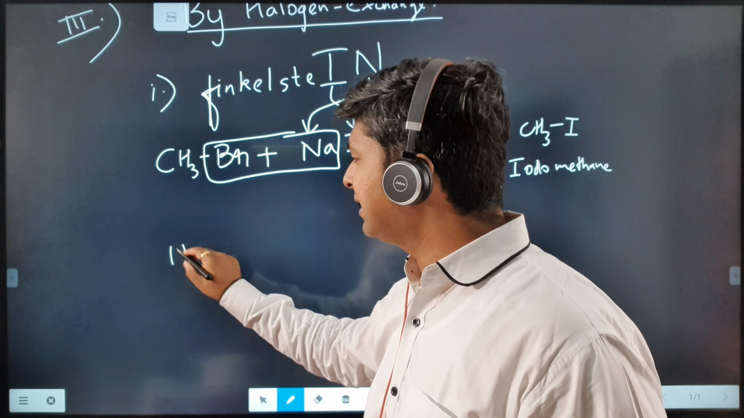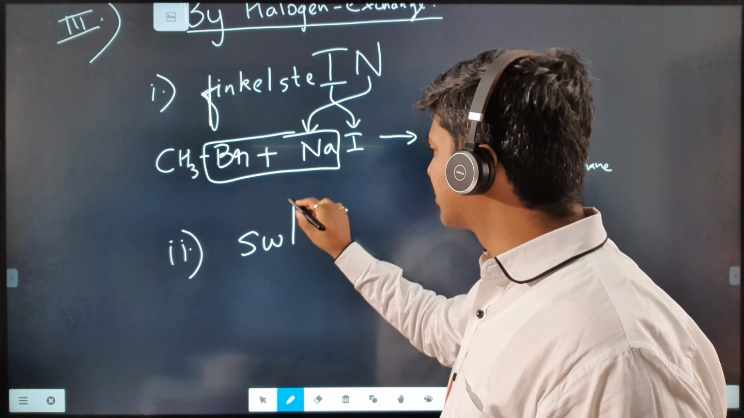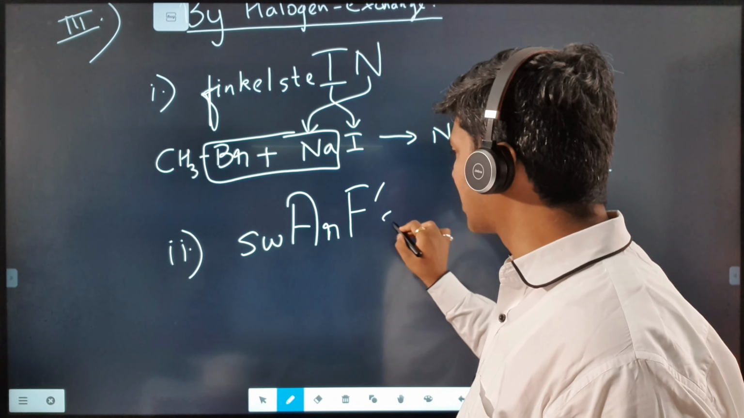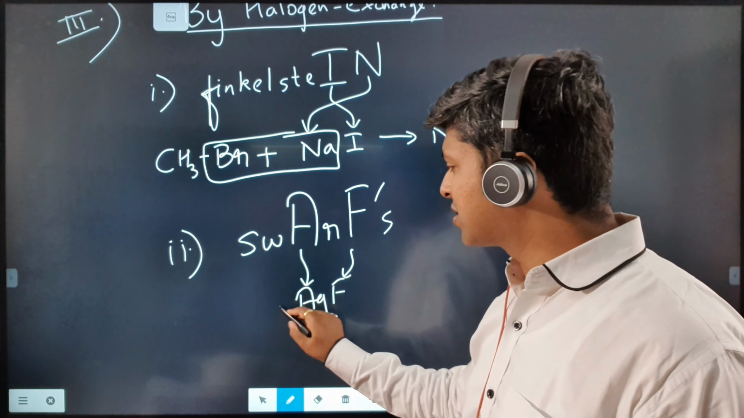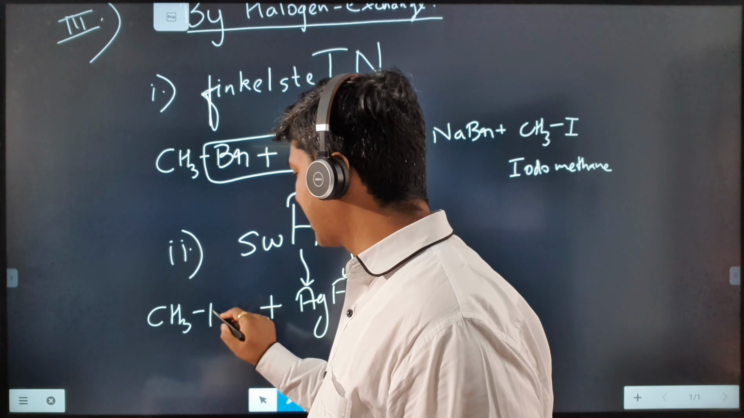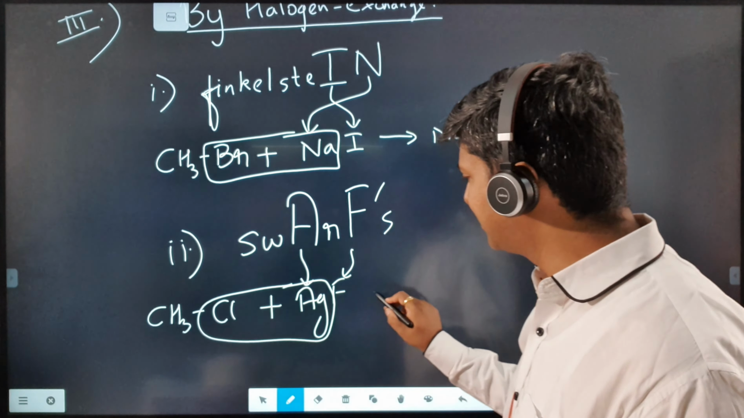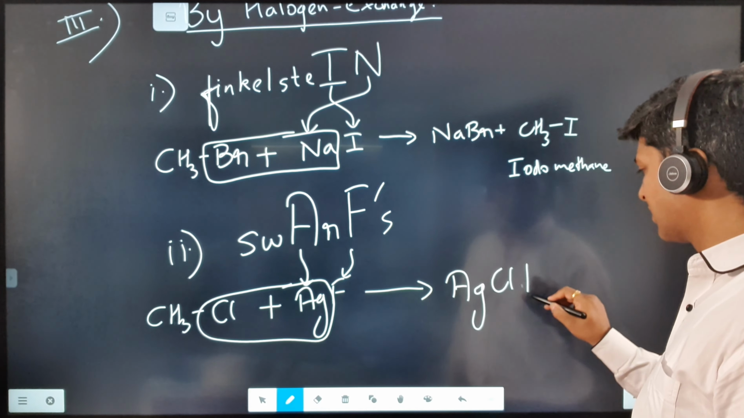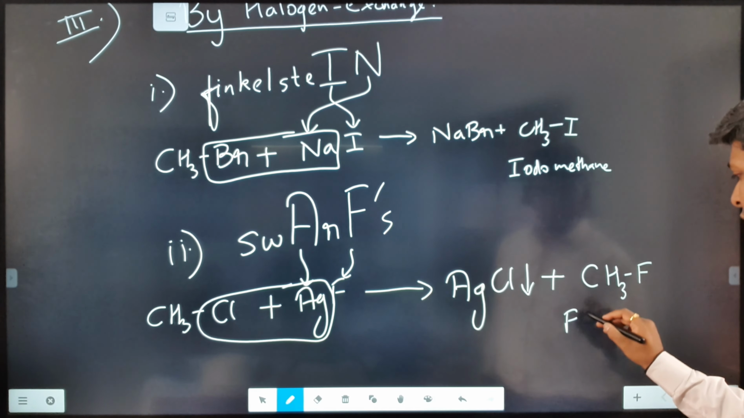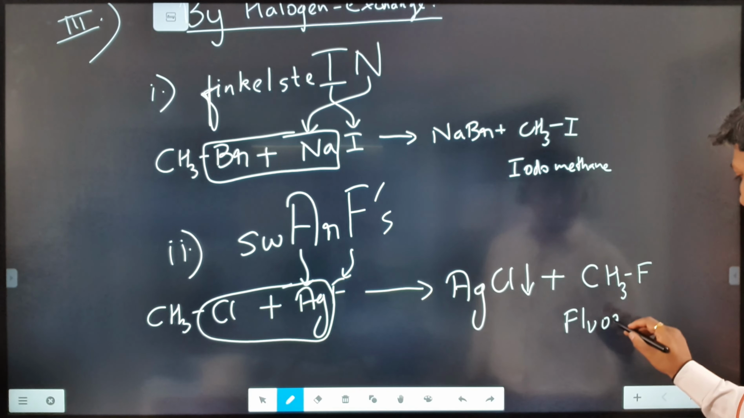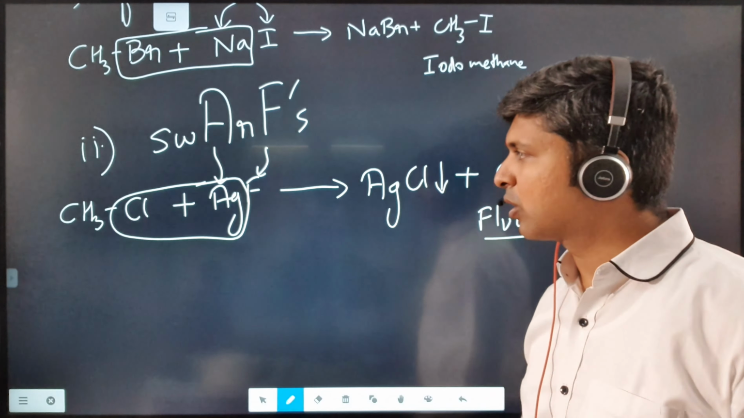Okay, so the second reaction in halogen exchange is the Swarts reaction. I'm just changing the spelling a little in order to make our mnemonic. A will remind you of Ag and F will remind you of fluoride, AgF. So we are going to use AgF in this reaction, and say for example, this time we take CH3Cl. Ag and Cl will quickly combine with each other forming AgCl, a white precipitate. And fluorine will get attached over here, giving CH3F, that is fluoromethane. Okay, so this is the Swarts reaction.